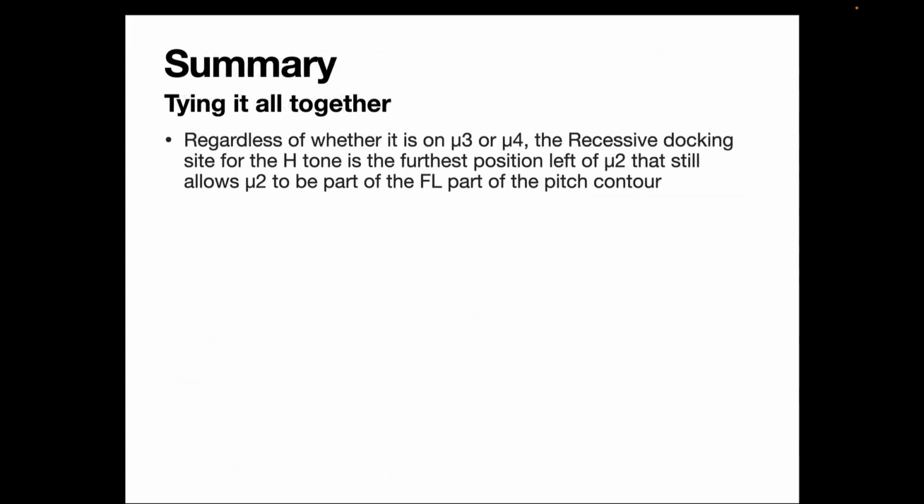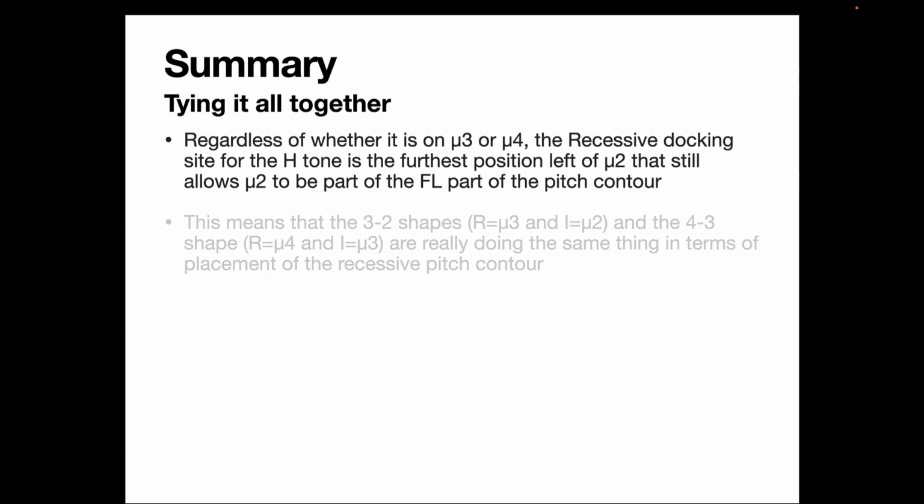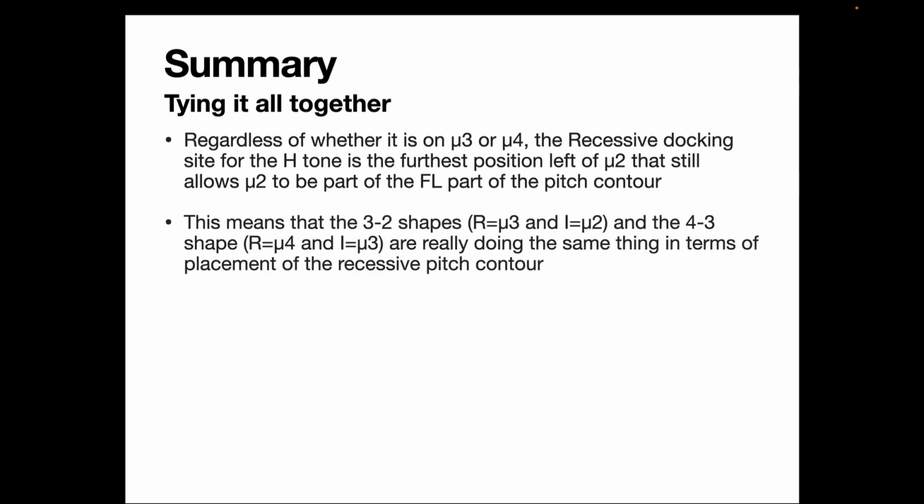So really quickly, regardless of whether it's on mora 3 or mora 4, the recessive docking site for the high tone is the furthest left in the word that it can be that still allows mora 2 to be part of the falling to low part of the pitch contour. That means that 3-2 shapes and 4-3 shapes are really doing the same things in terms of the placement of the whole pitch contour in recessive accentuation.